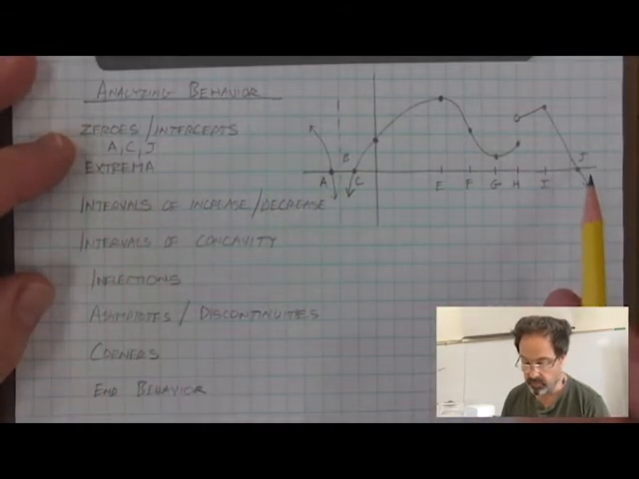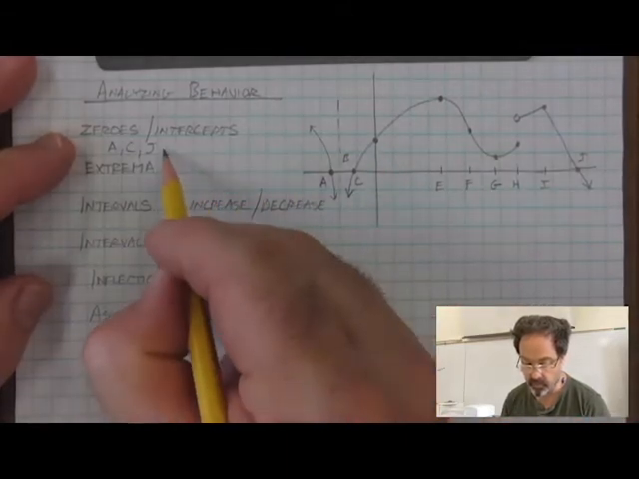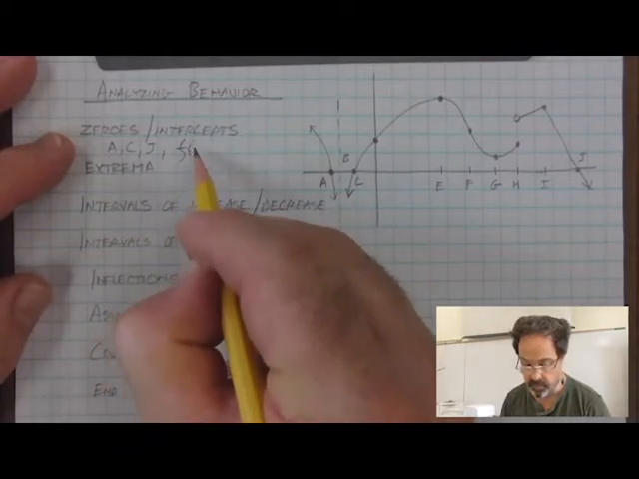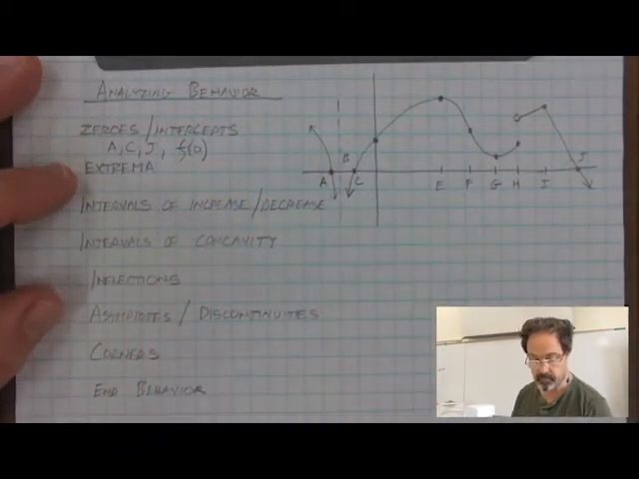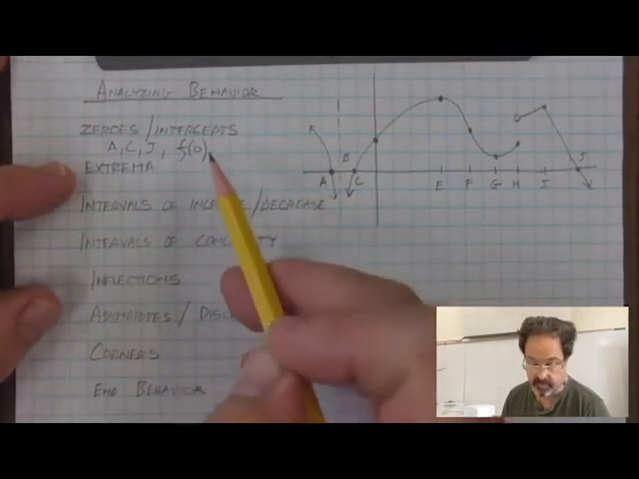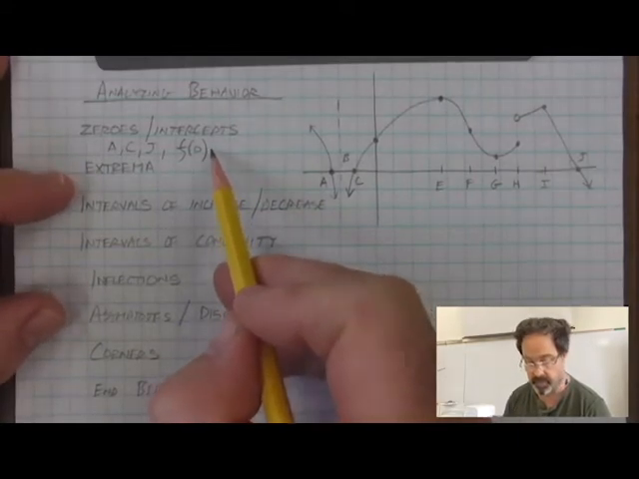Not just the horizontal intercepts, but we have one vertical intercept, which would be found where we put, if we called this the f function, where we put 0 in for f. We spend a lot of time in our beginning algebra classes learning how to find intercepts of graphs and equations.